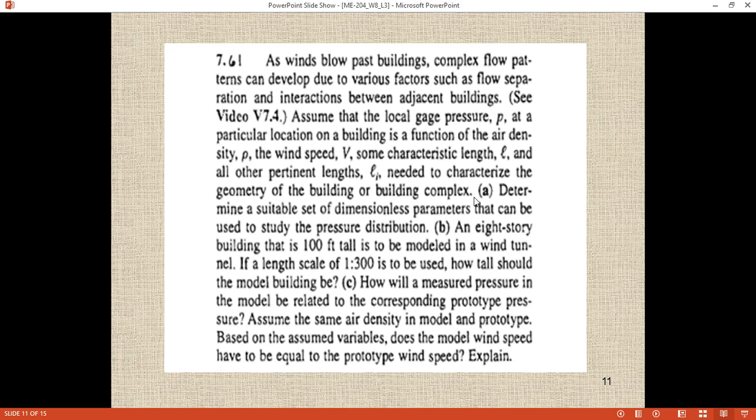So we have to find out three things. First, we have to determine the pi terms. Second, we have to find out the height of the model, or size of the model. And third, we have to determine a relationship between the pressure on the prototype building and the pressure on the model.